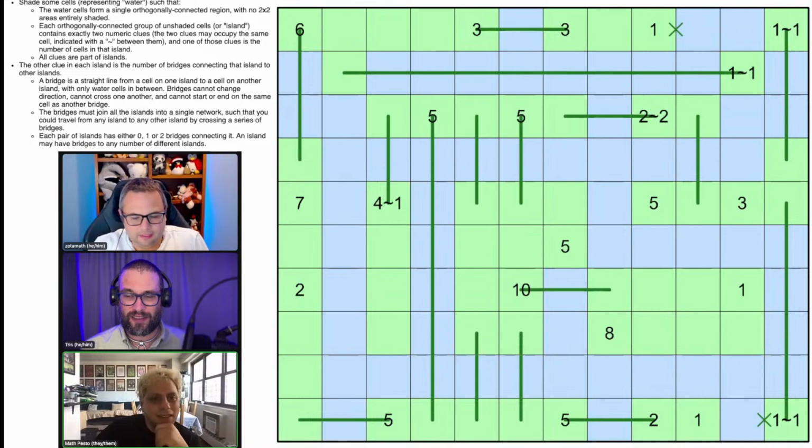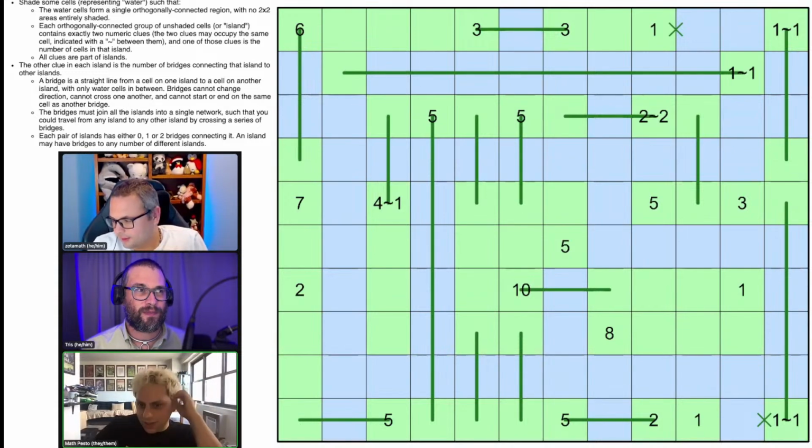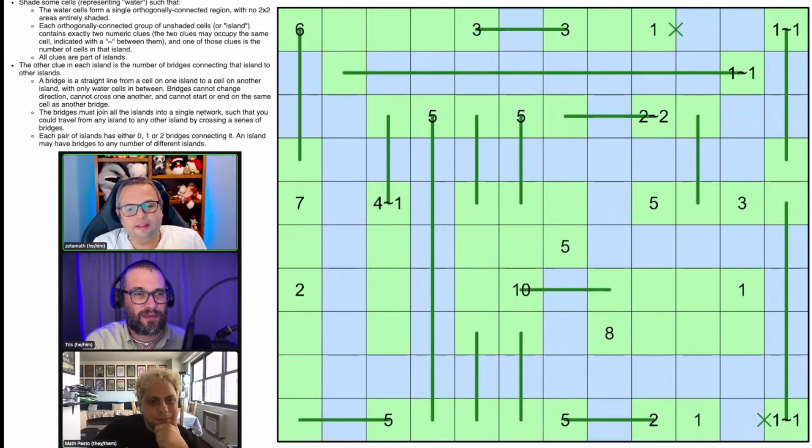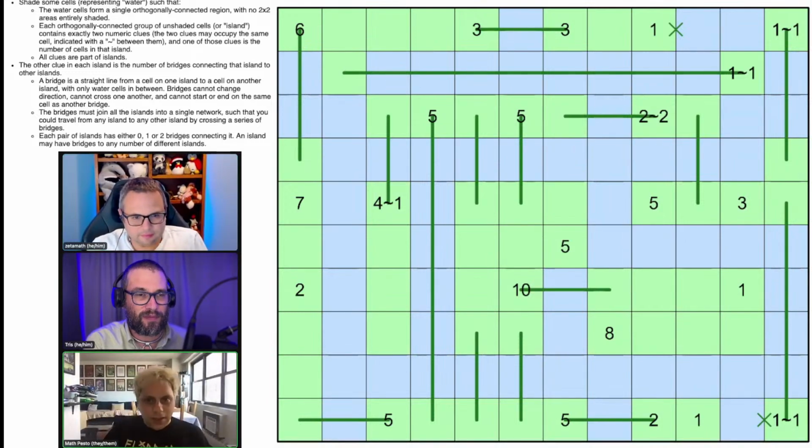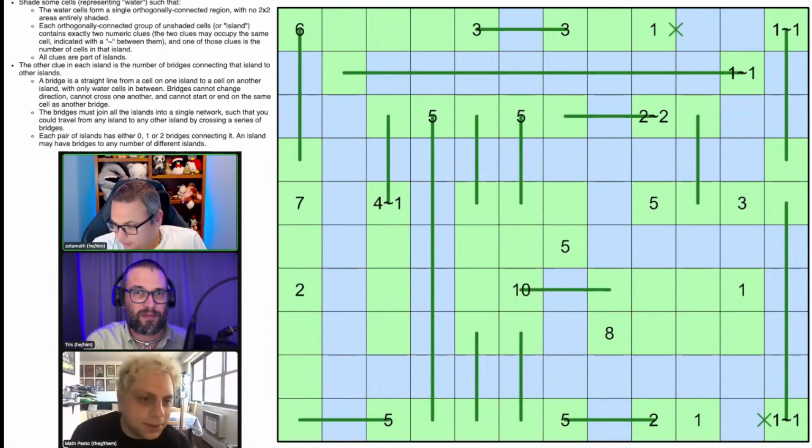I liked that. I've always wanted to see Hashi hybrids, but the two bridges thing always threw me off of figuring out how to incorporate other things. I think this was a really good way to combine those, though. Yeah, I really like this way of combining them. Nice job, Nell.